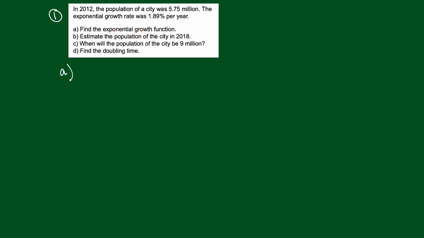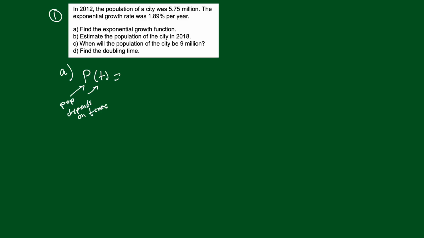Okay, now that's the function. So the exponential growth function, I'm going to write it like this. I'm going to write P of t, meaning this is the population, and it depends on time. Right, so the population of the city depends on time. That's what this tells us here. Population depends on time, and time is in years.